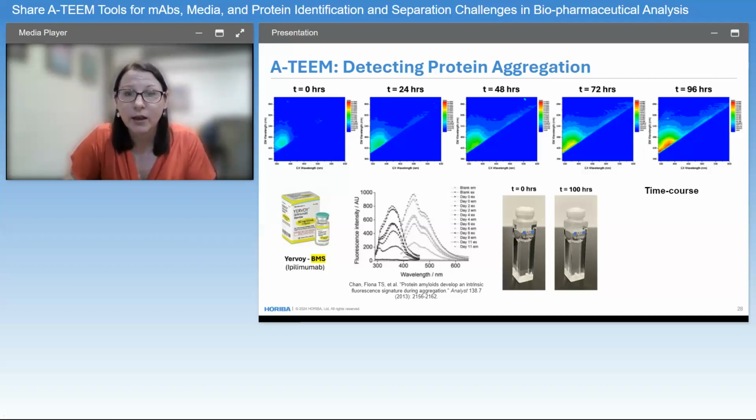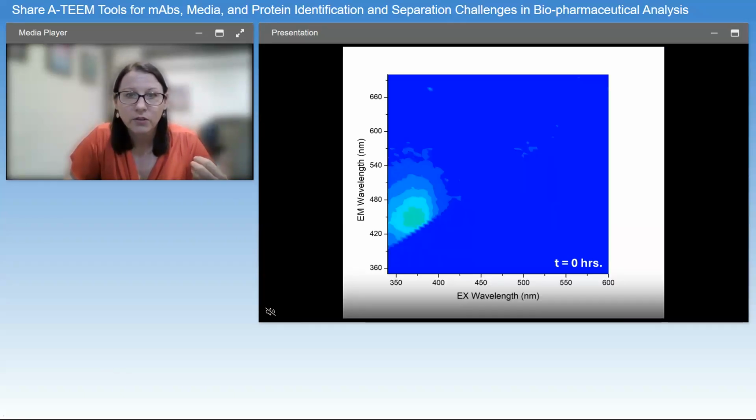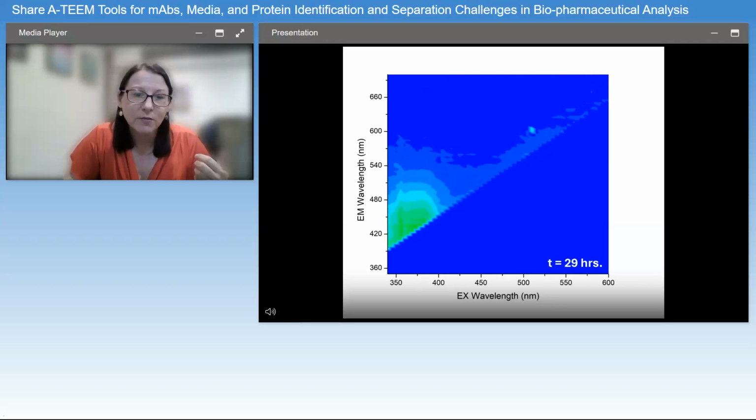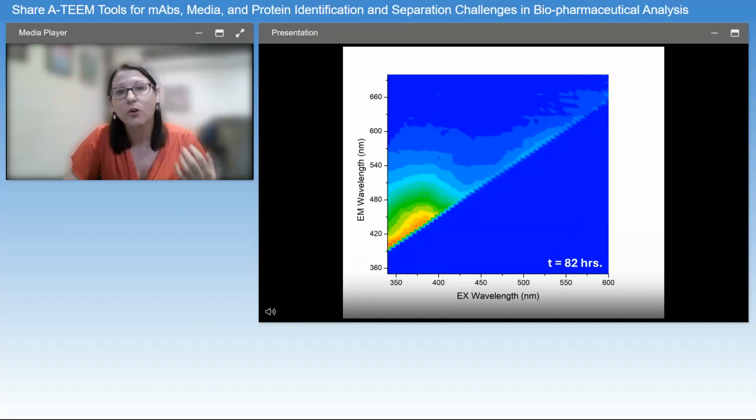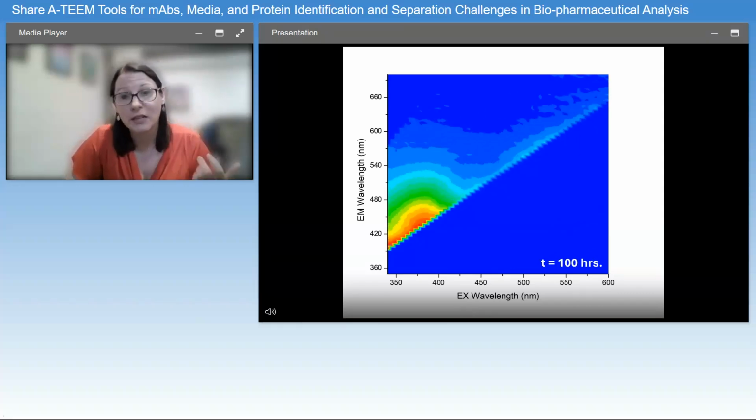Okay, so this one also has a short video. This is over, I think, 100 hours with the increasing amount of amyloid formation. So that you can, let's see, here's the video. So you can see the fluorescence from the amyloids here, and this is just growing over time. And so using that fingerprint, you can then do quantitative analysis of the amount of protein aggregates in your solution.